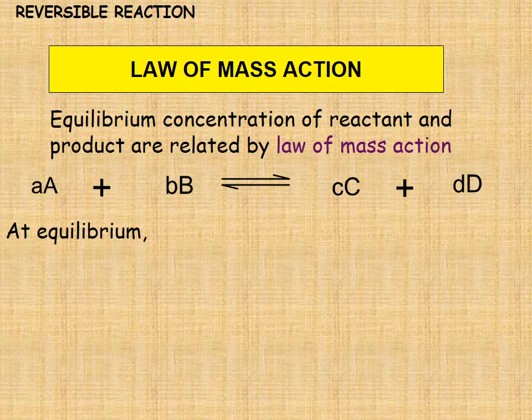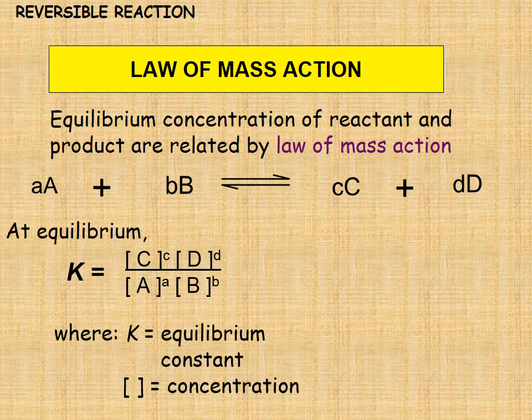Here is a chemical reaction written generically: aA plus bB goes to cC plus dD, where the small letters a, b, c and d represent the stoichiometric coefficients. At equilibrium, the equilibrium constant K equals the concentration of product C to the power of its coefficient c, times the concentration of D to the power of its coefficient d, over the concentration of reactant A to the power of its coefficient a, times the concentration of B to the power of its coefficient b.